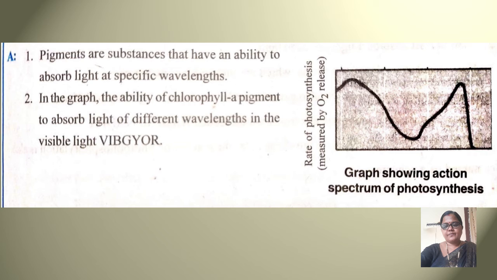In this second graph, pigments are substances that have the ability to absorb light at specific wavelengths. The chlorophyll A pigment absorbs light of different wavelengths in the visible light, that is VIBGYOR. So this is the second graph showing the action spectrum of photosynthesis.